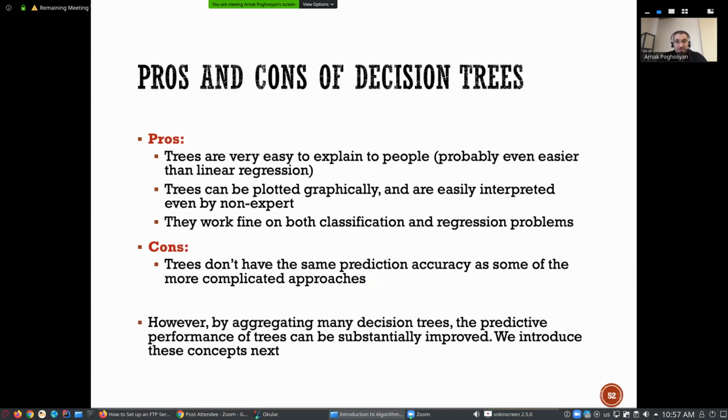And what is interesting, you already know that they work well for classification and regression. And there is no difference whether you are using binary classification or a multi-class classification problem. So they are very universal. But the biggest problem that we have with decision trees is the prediction accuracy.